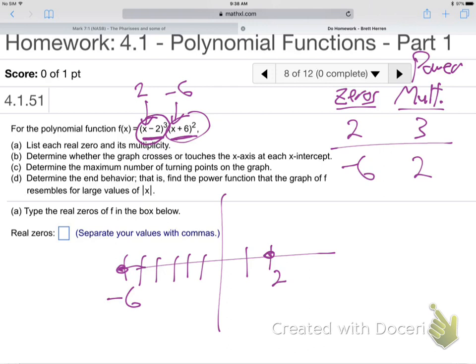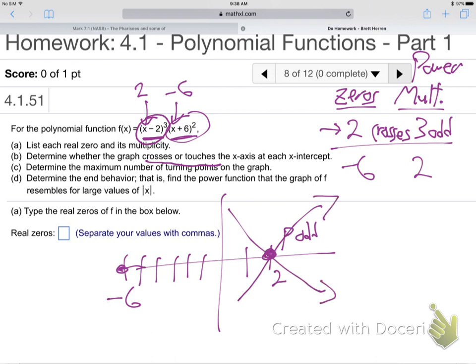Now, at these places, does it cross or touch? I say bounce or pass through. So what about at x equals 2? Is this a bounce or a pass-through? It's a pass-through because the power is odd, or they say cross. It crosses, right? It's going to go like that, or maybe like that. I don't know which way yet, because I need to know whether in the end it's going up or down, and then I'll know which way. But it's one of those two, right? It's going to cross through there.